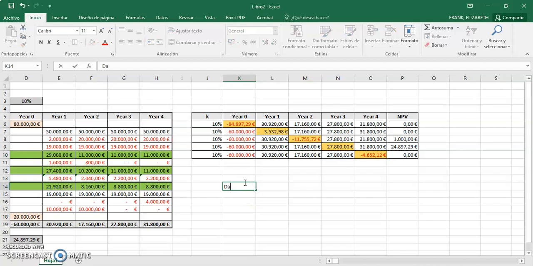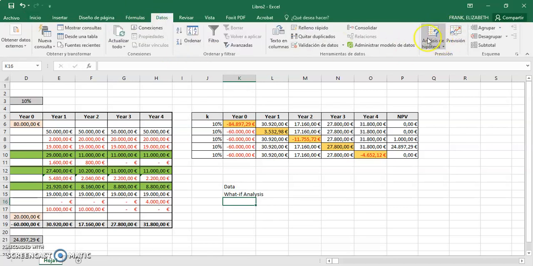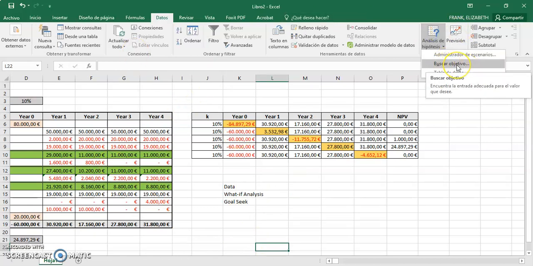I'm just going to write, for those of you who have an English Excel, the commands would be: the data tab, then the what-if analysis corresponds to análisis de hipótesis, and the last one would be goal seek, which would be within the análisis de hipótesis, buscar objetivo.